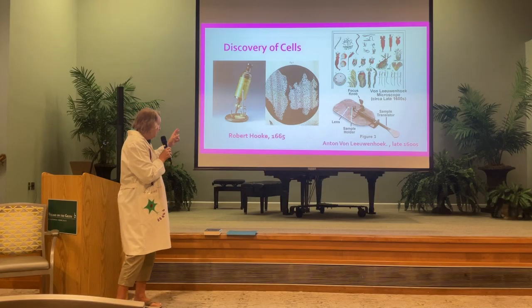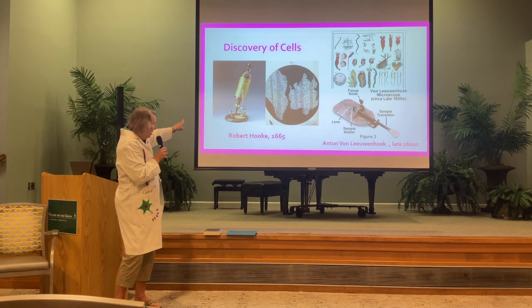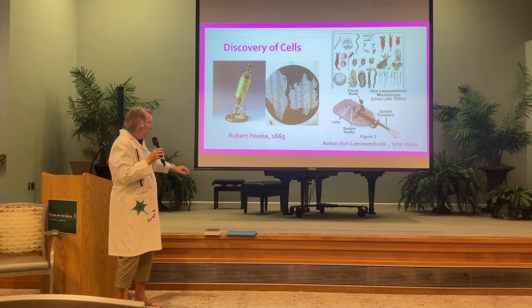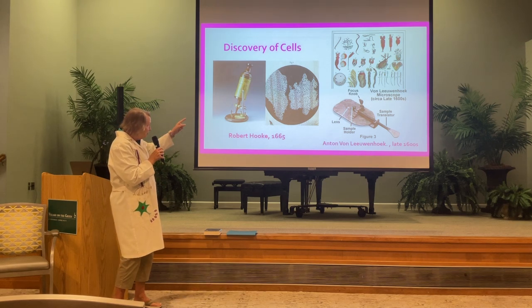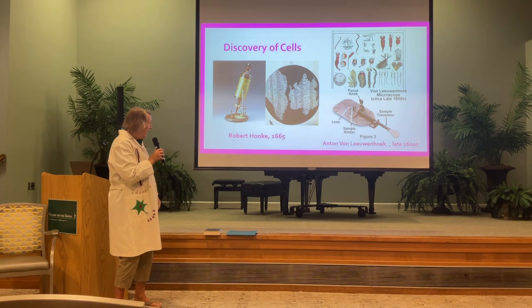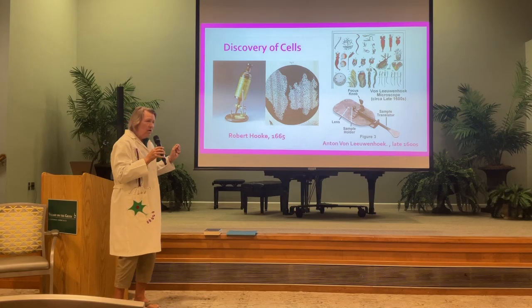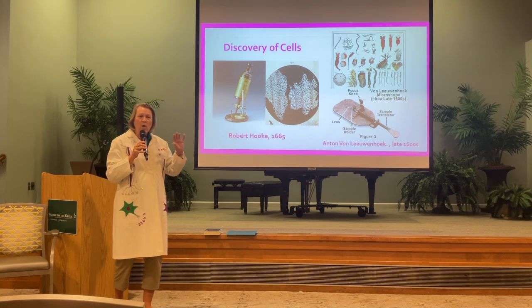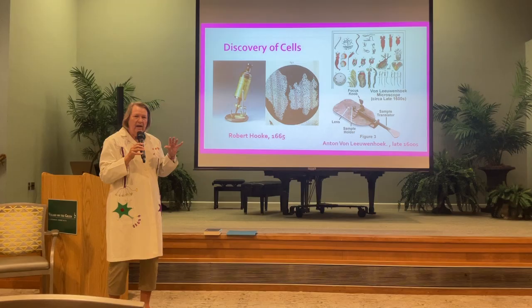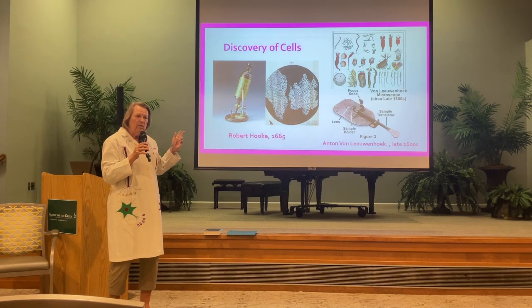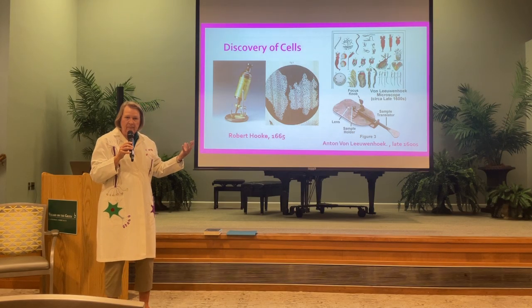So Robert Hooke was the first scientist to use a microscope, and that's what his looked like. And he saw cells that looked like that. Now, what he was looking at was bark of a tree, the cork portion of a tree, and what he was looking at were cells that were not alive.